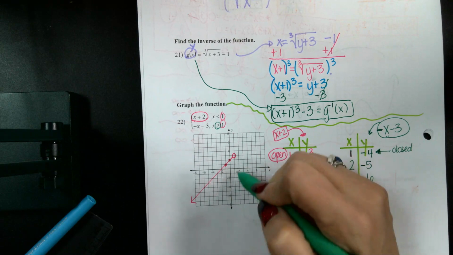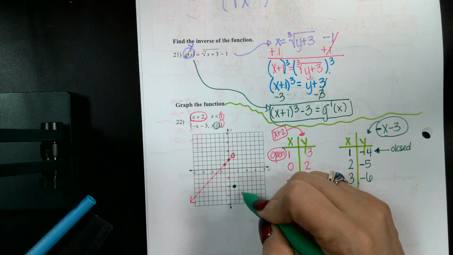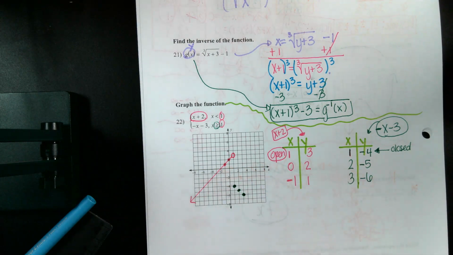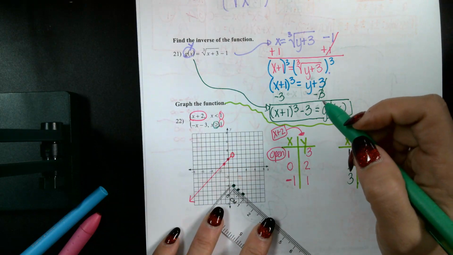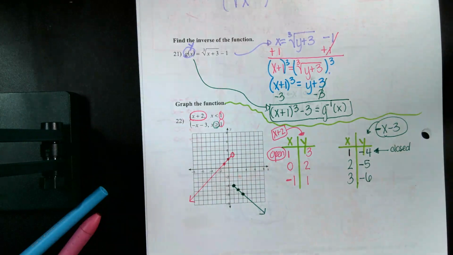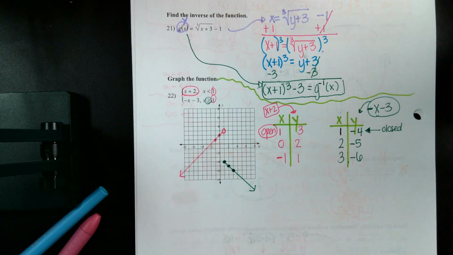So you're going to start at 1, -4, 2, -5, and 3, -6. All of those are closed. You just connect them and draw the arrow. That's your piecewise function for number 22.